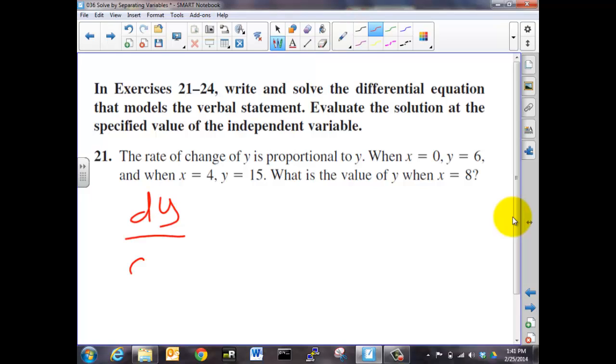dy, dt, dx. Which should it be? dx's or dt's? Y-x's, because we got x's. dy dx is proportional to y. What do we need to write? Equals ky. Ky, because it could be a constant of proportionality in there, okay? So now solve that problem. You can solve that. I have confidence in you.